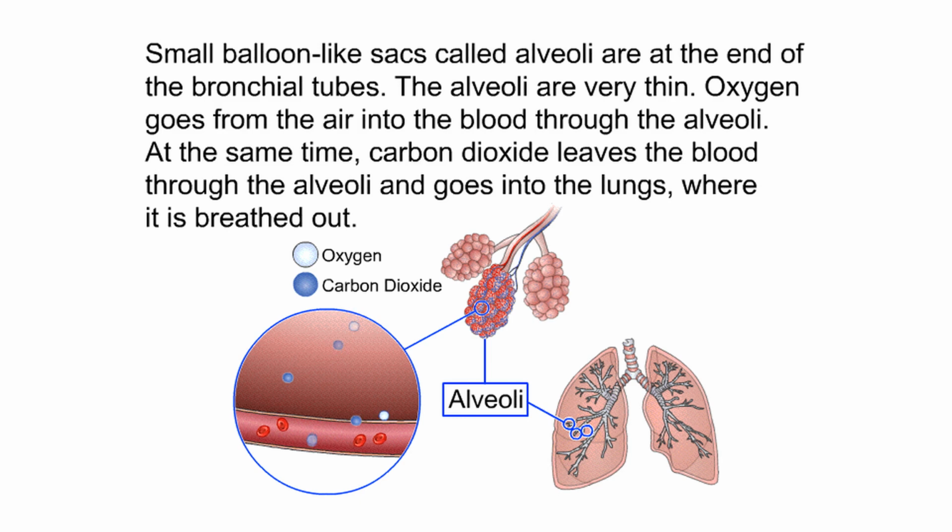Small balloon-like sacs called alveoli are at the end of the bronchial tubes. The alveoli are very thin. Oxygen goes from the air into the blood through the alveoli. At the same time, carbon dioxide leaves the blood through the alveoli and goes into the lungs, where it is breathed out.